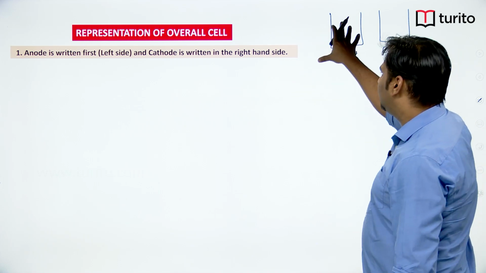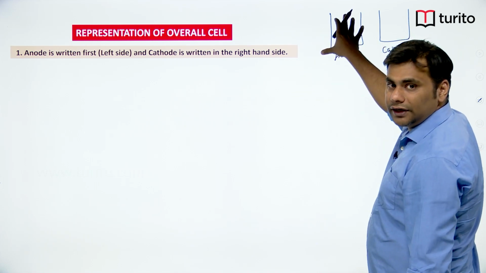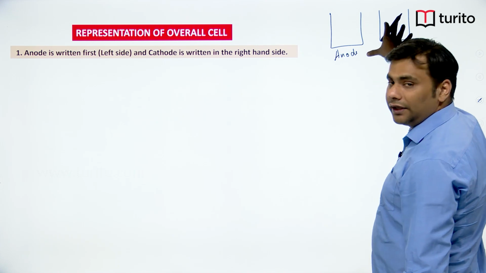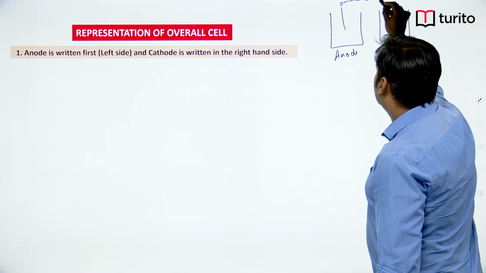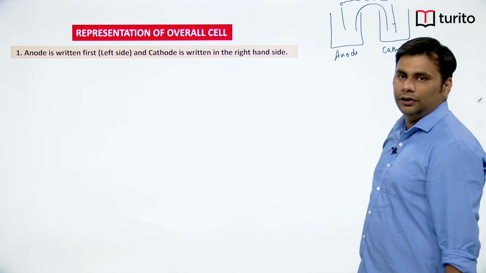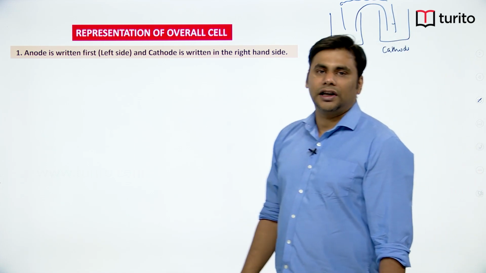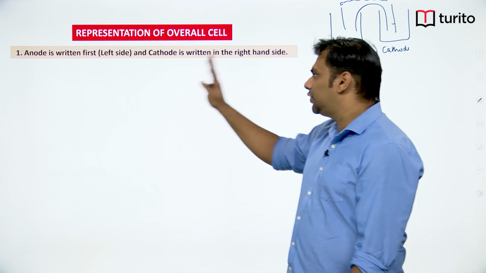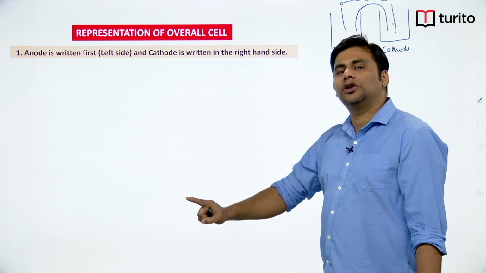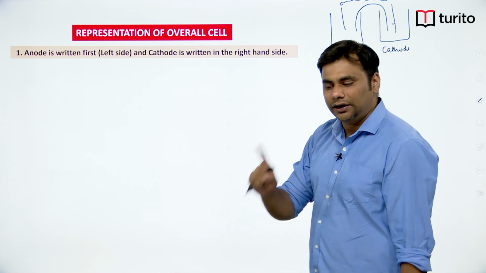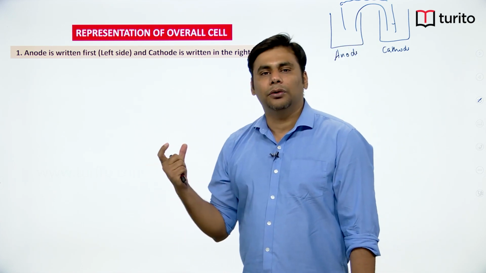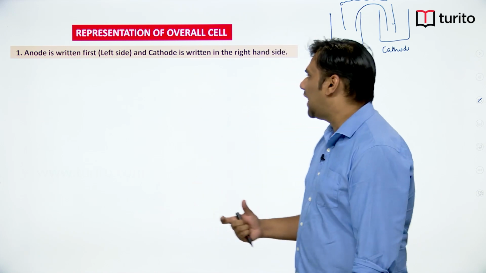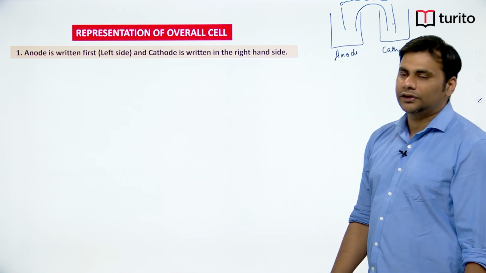Anode is always written first, so this is on the left hand side, and the cathode is always written on the right hand side. The electrodes are connected, and they are connected with a salt bridge. So this is how an overall cell is made. The first point is very important: anode is always written first. In the cell representation, the starting would be the anode. So the left hand side is always anode and the right hand side is always cathode.